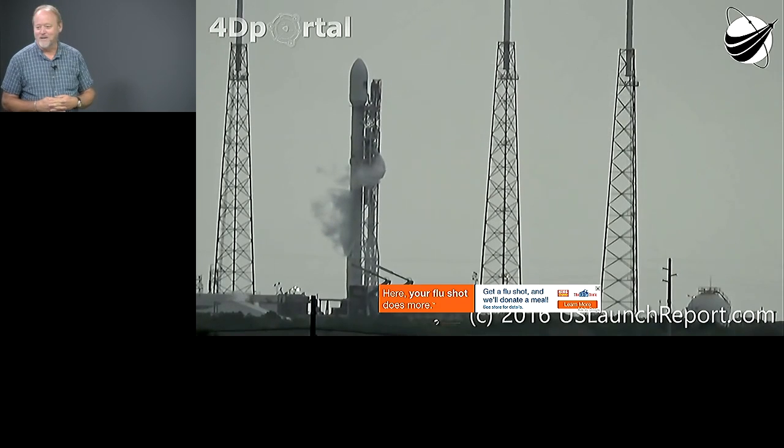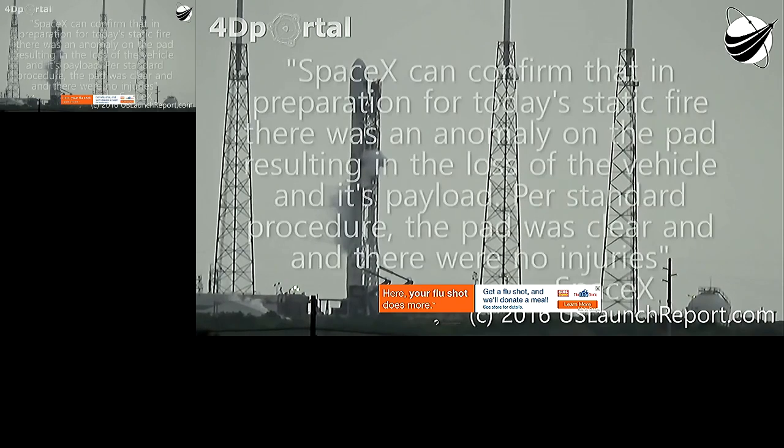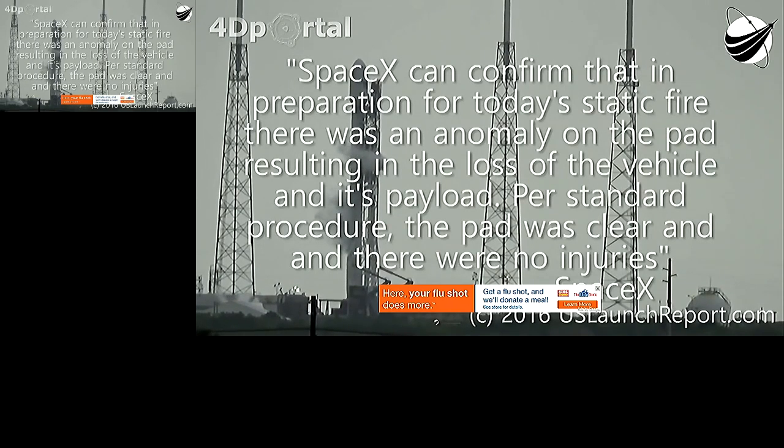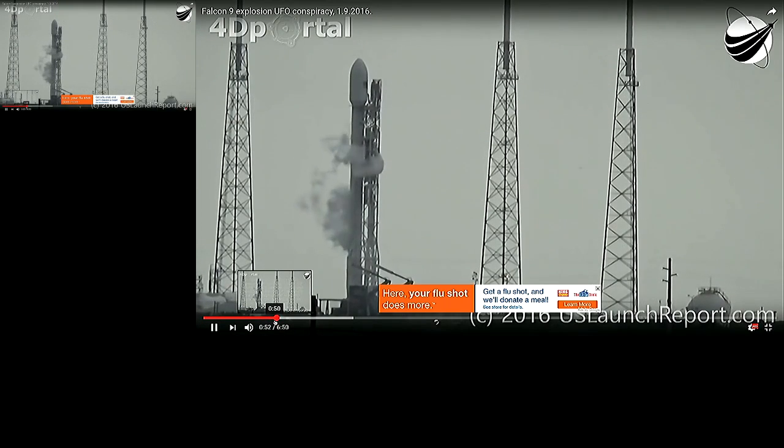I wonder if somebody photoshopped that in. So, I actually saw a quote from Elon Musk that said he had not ruled out that some foreign object had hit the vehicle. But this is the first time it happened in what they call static tests. Rockets blow up all the time. Anyways, that's enough of that kind of stuff.